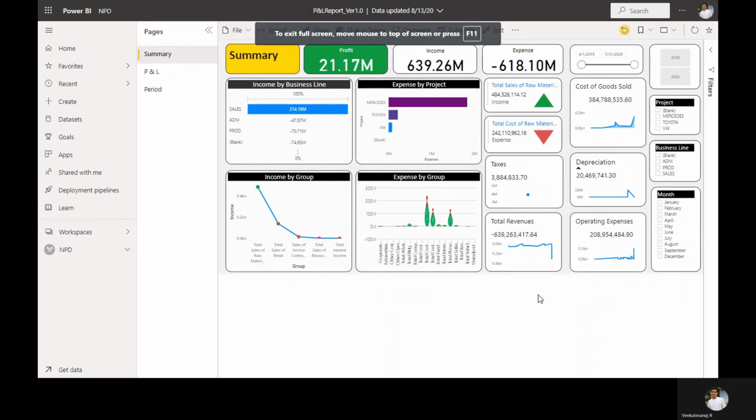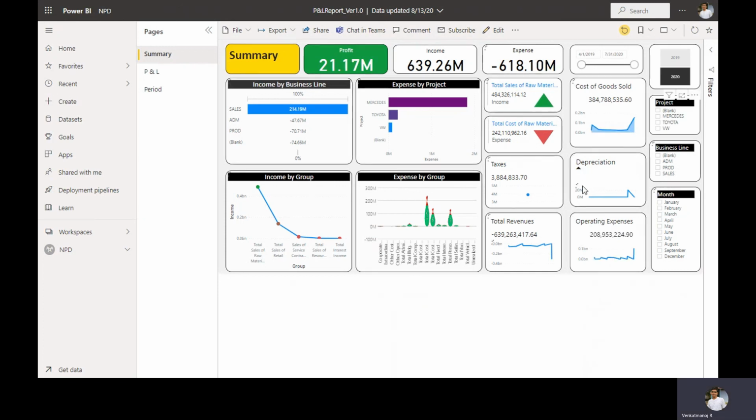Being a manufacturing company, whether cost of goods sold during a particular year, depreciation out of fixed assets, taxation schedules, total sales by project and different business line, all can be easily measured and supervised in a single summary page. That's all about finance overview. We will quickly move on to the production overview.